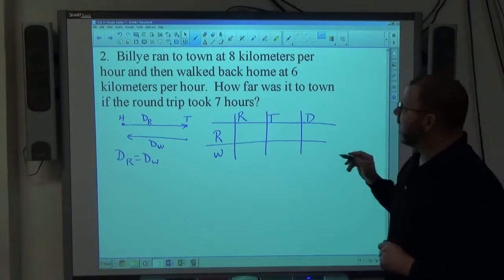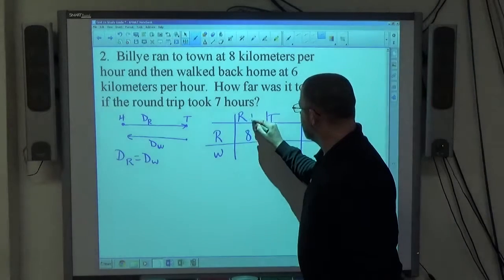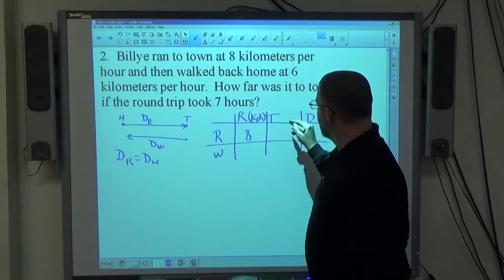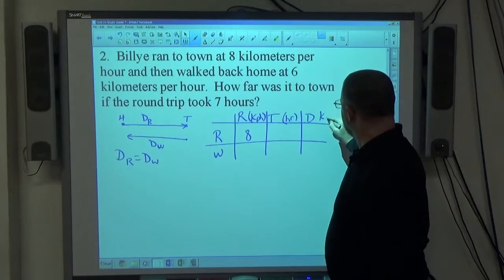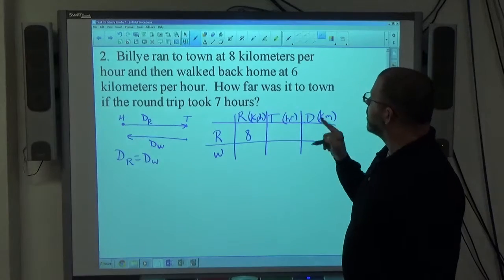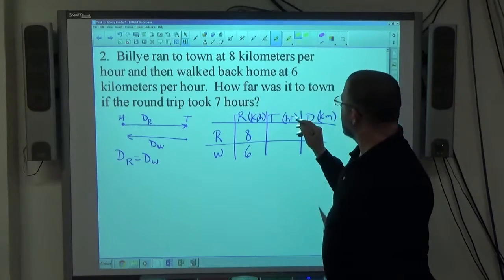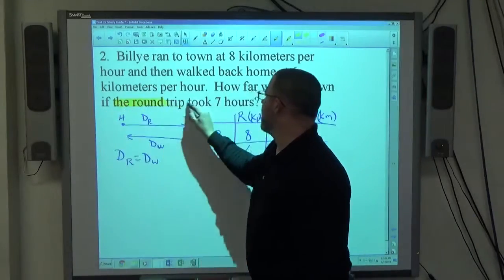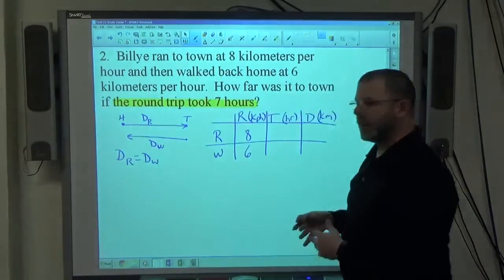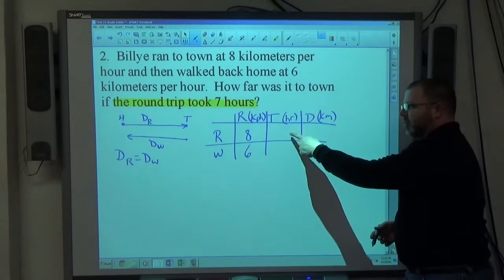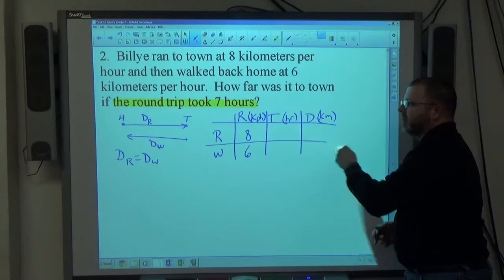Billy ran to town at 8 kilometers per hour, so 8 kilometers per hour. That means this is hours, this is kilometers. Walk back home 6 kilometers per hour. Then they tell us the round trip took 7 hours. This quite often happens in these problems where they tell you not how much this time is or how much time that is, but together they're 7 hours.